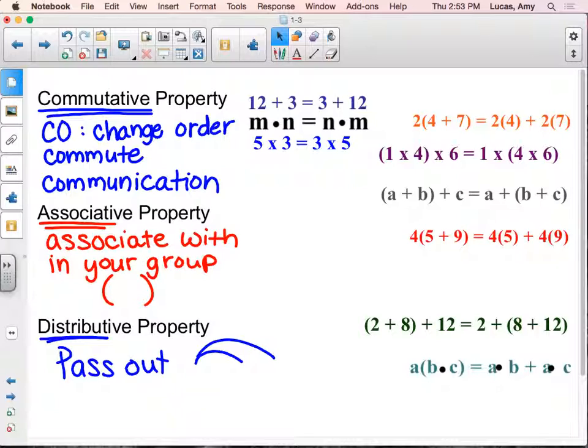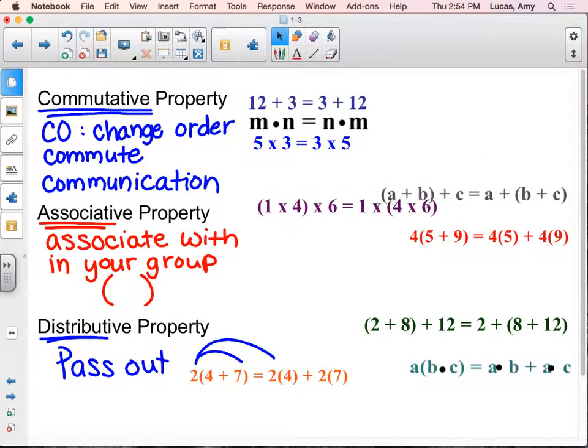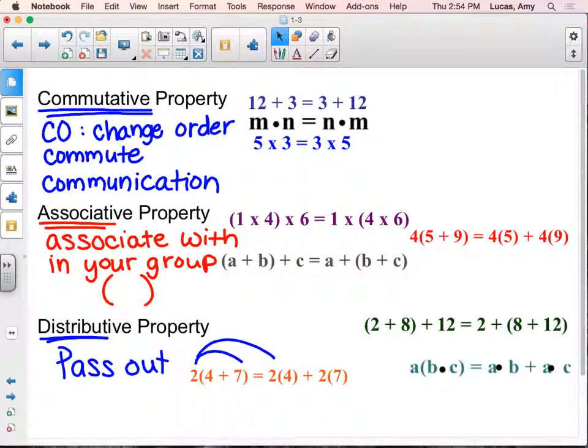Associative and distributive, they both involve parentheses, but the distributive property is when you pass something out. So this one, the 2 is getting passed out. It's distributed to the 4 and the 7. This one, nothing is being distributed. The order stays the same. The parentheses move like 1 and 4 are in the same group, then it's 4 and 6. Same on this one. ABC, ABC looks the same.